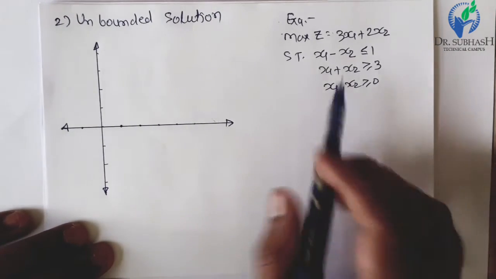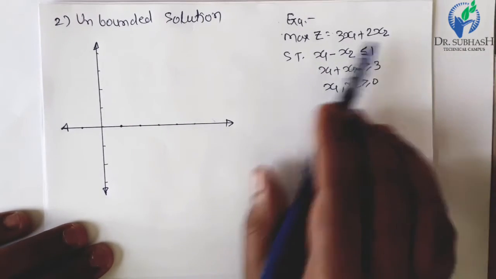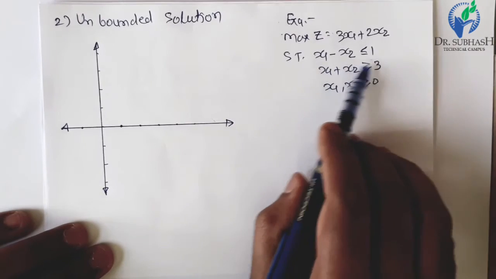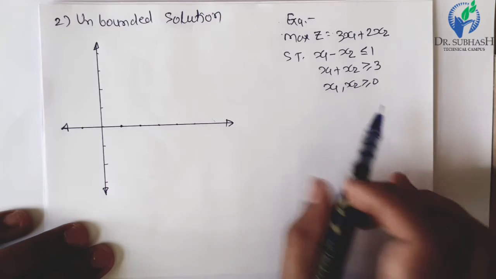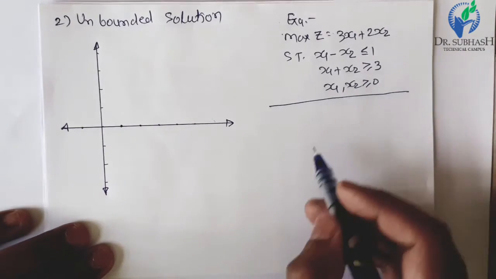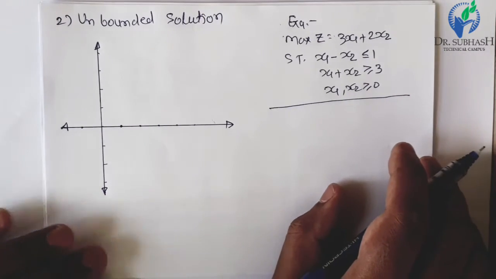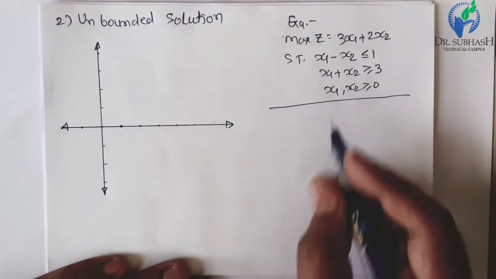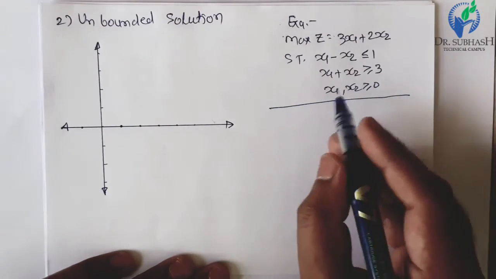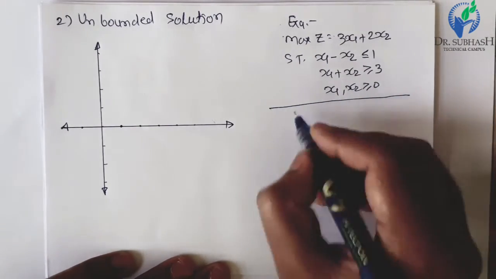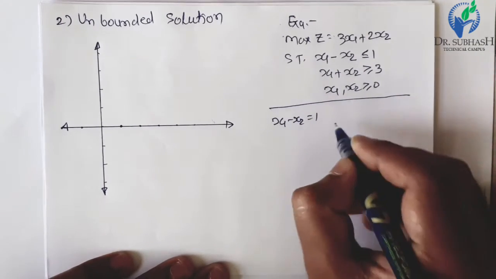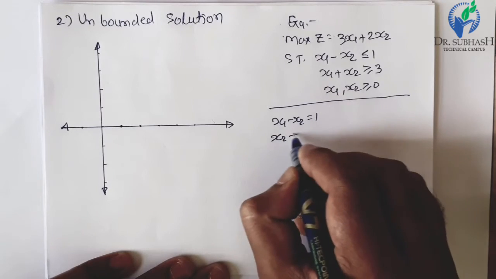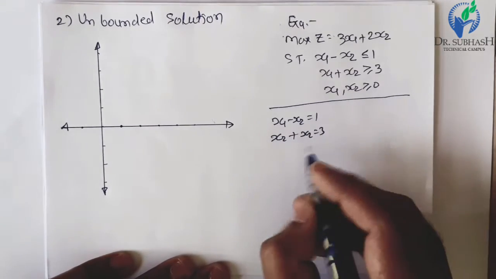Example is given here. Maximize z equal to 3x1 plus 2x2 subject to constraints x1 minus x2 less than or equal to 1, x1 plus x2 greater than or equal to 3 and x1, x2 greater than or equal to 0. So as per our usual method, first we will convert all subject to constraints into equations and then we will go for the solution. So for constraint number 1, x1 minus x2 equal to 1, constraint number 2, x1 plus x2 equal to 3.